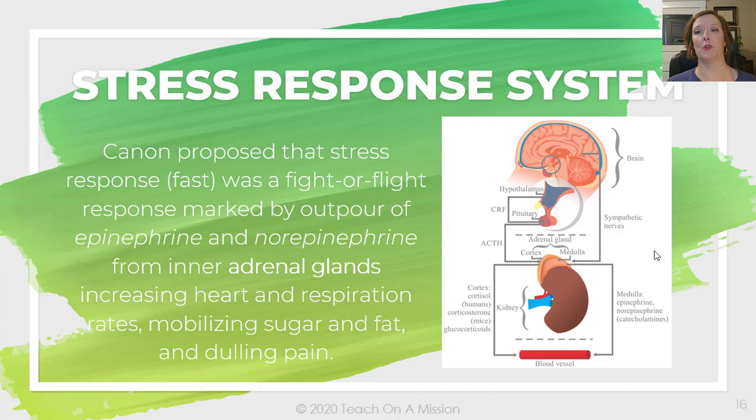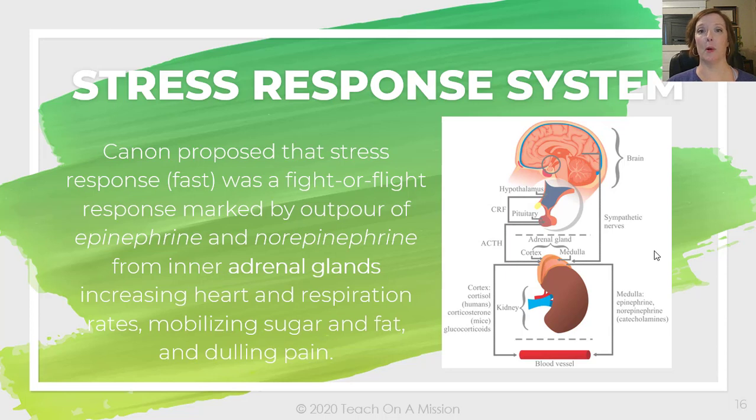So let's look at the stress response system. Cannon proposed that stress response was fast and a fight or flight response marked by an outpour of epinephrine and norepinephrine from the inner adrenal glands. And this influx of hormones increases our heart and respiration rates, which mobilizes sugar and fat, and it also dulls pain. So these physiological changes set us up to be able to be resilient to stressors.